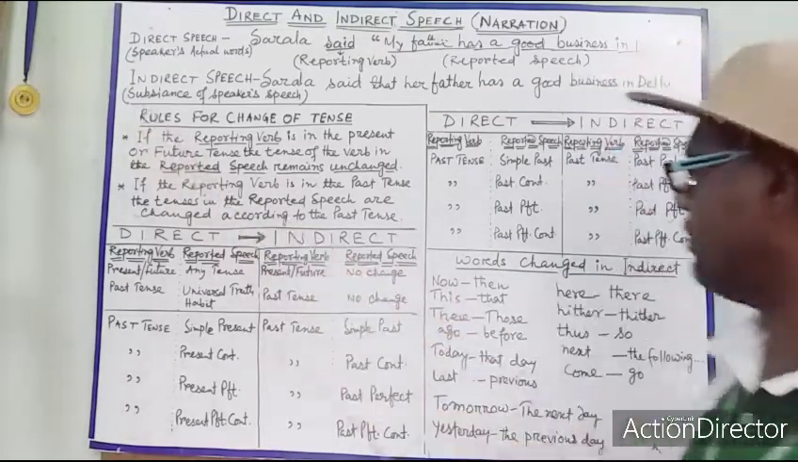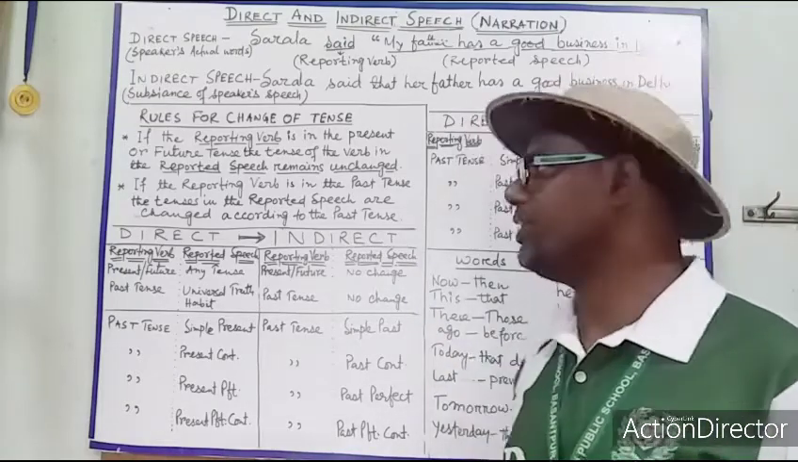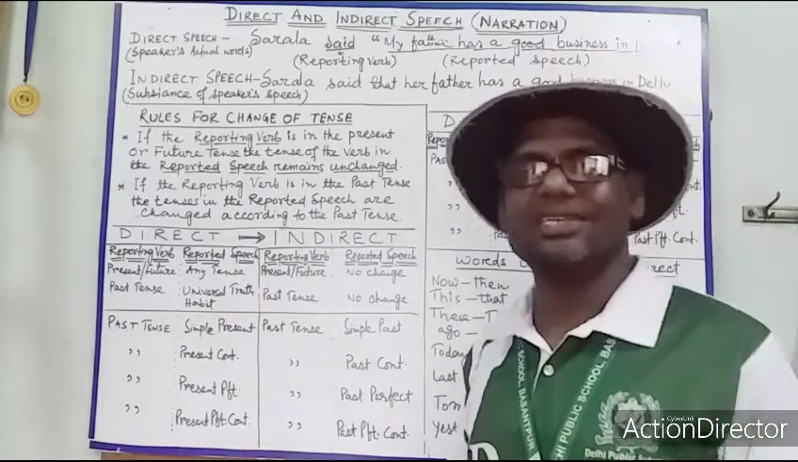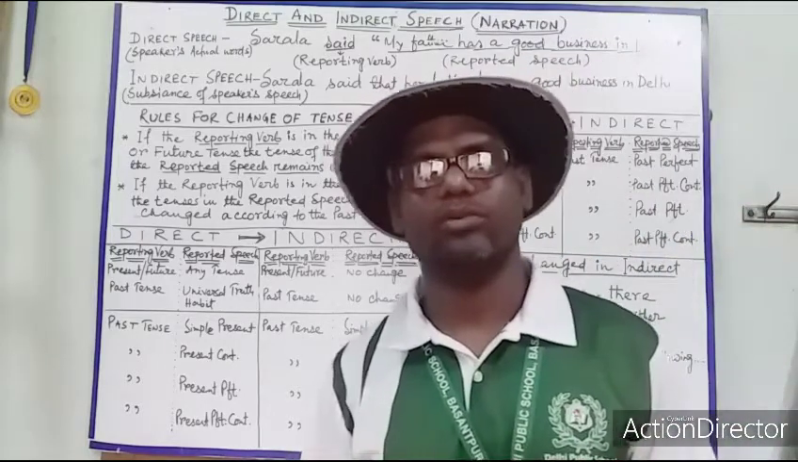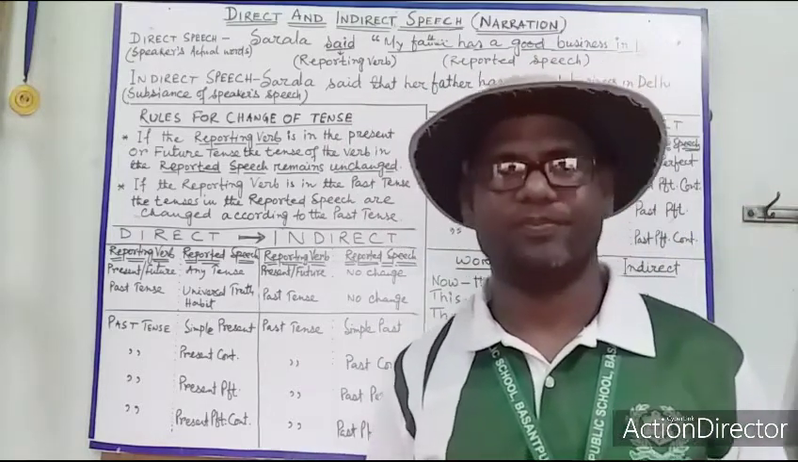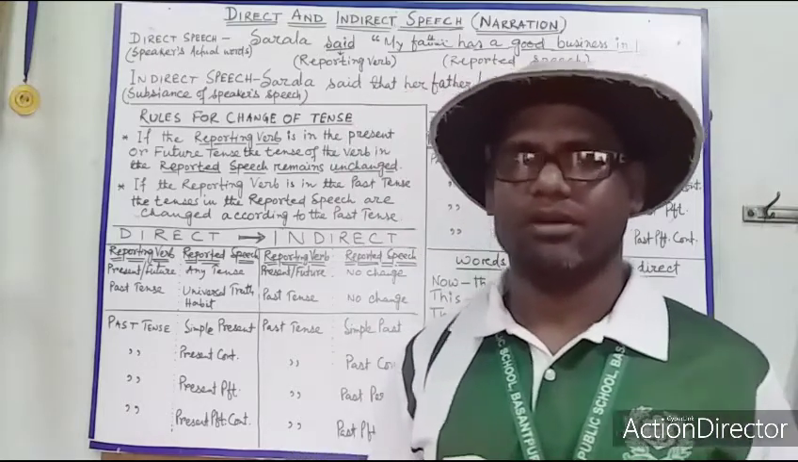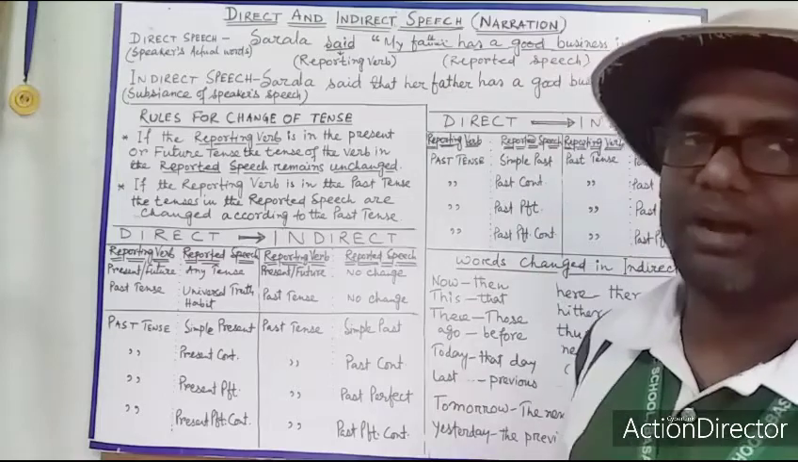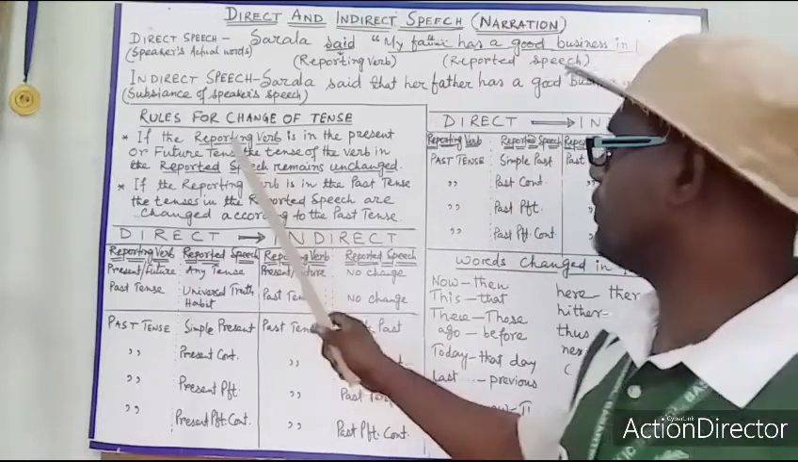From here to the end of the board, there will be the rules of changing tenses. That means here you have to know the tenses in detail. If you don't know the tenses, you can't understand what narration is and how to change from direct to indirect. Okay, now rules for change of tense.